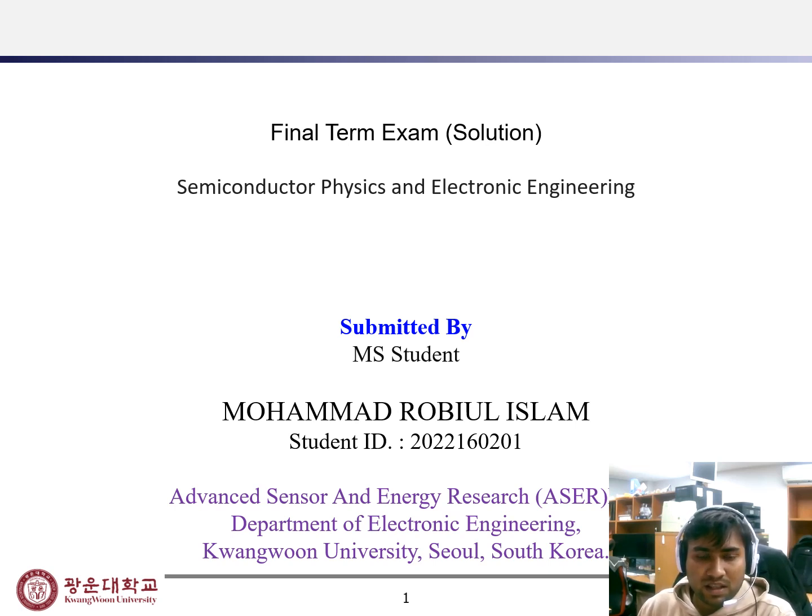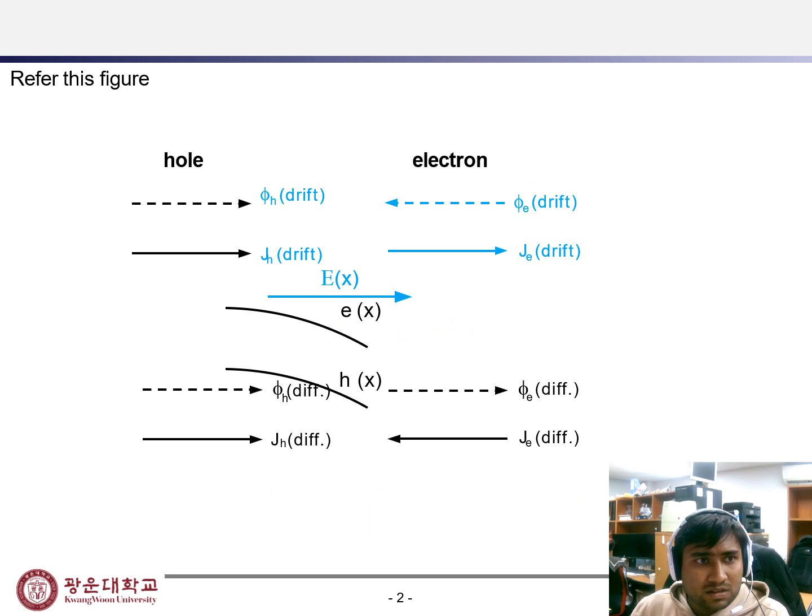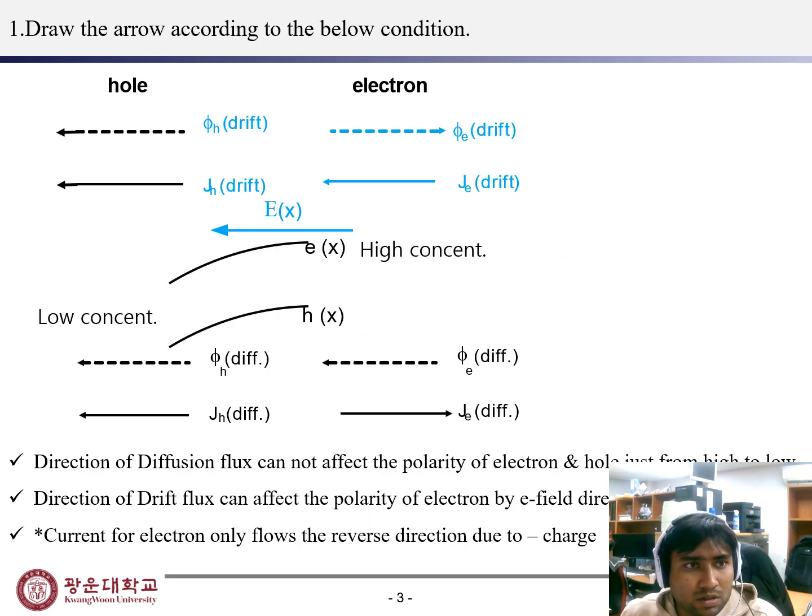In this slide, I'm showing my final term exam solution. This is the reference figure. Question number 1: Draw the arrow according to the below condition. Here is the solution.